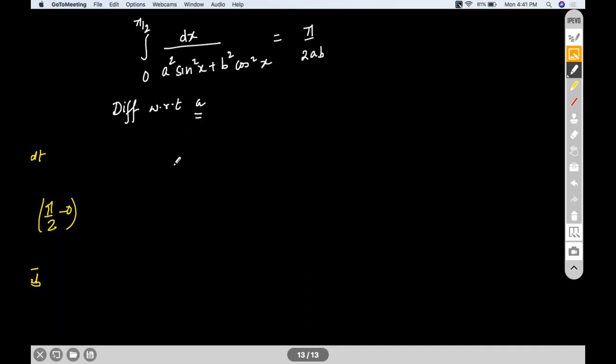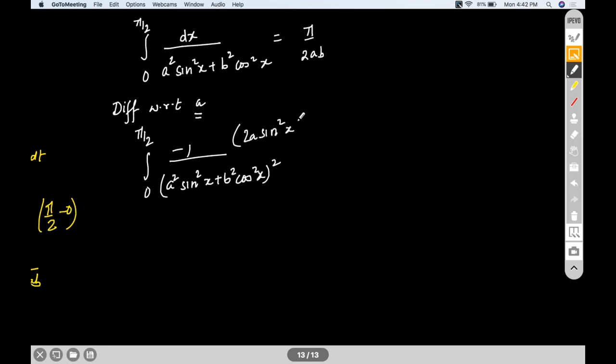Please make a note. As per Leibniz rule, this will be 0 to pi by 2 of the partial derivative of this with respect to a. What will be the partial derivative with respect to a? Please note, sine x, b, cos x, all of these will be like constants. So minus 1 by this square into the derivative of this term, which will be 2a sine square x.